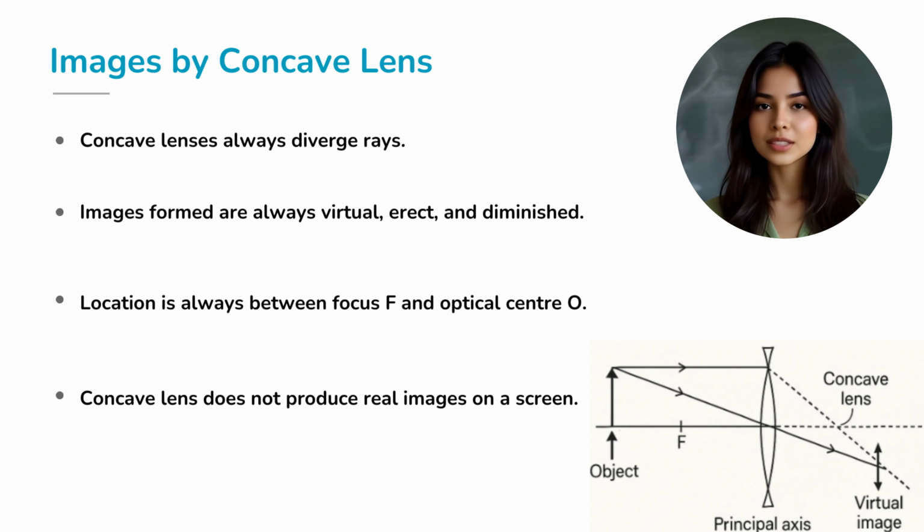So, concave lenses are predictable, always virtual, always upright, always smaller. That's why they're so useful in things like door viewers and certain spectacles. They shrink the world just enough to fit your eyes comfortably.